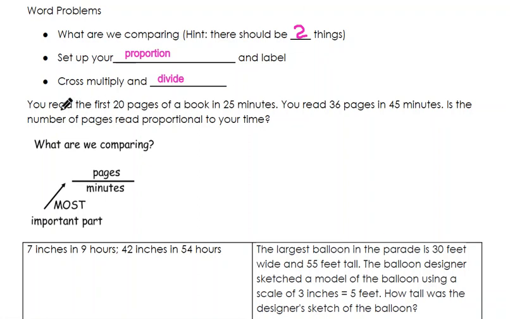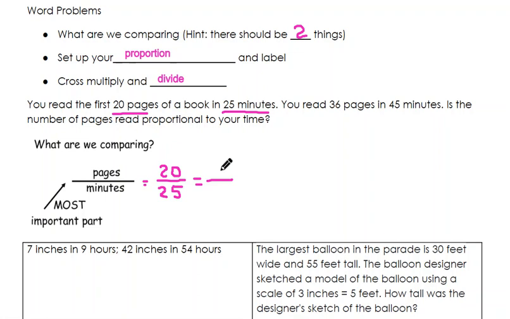All right, so let's read this one. It says, you read the first 20 pages of a book in 25 minutes. You read 36 pages in 45 minutes. Is the number of pages you read proportional to your time? So they're comparing two things here. They're comparing pages and they're comparing minutes, right? So I have pages over minutes. And what I can do is set up a proportion and try and see if this is proportional or not. So 20 pages out of 25 minutes. Those two are going to go together in the same fraction because they're together.